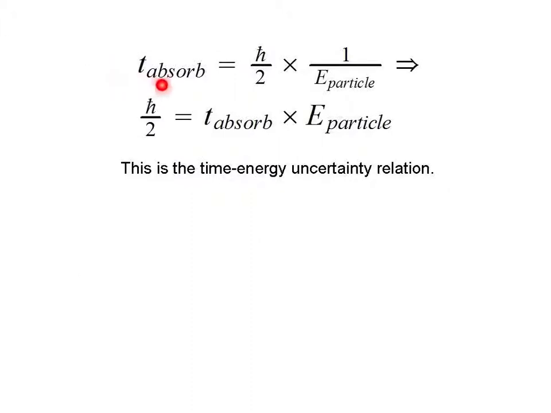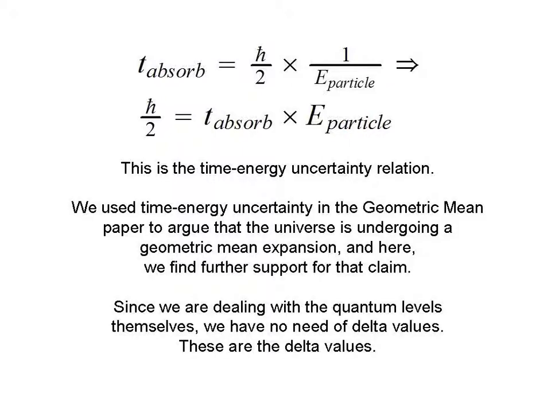So this equation that we just looked at can be rewritten such that we just move this over here, so that h bar over 2 is equal to absorption time times the energy of the particle. And that's the time-energy uncertainty relation, where h bar over 2 is equal to the time times energy. We used the time-energy uncertainty in the geometric mean paper to argue that the universe is undergoing a geometric mean expansion, and here we find further support for that claim.